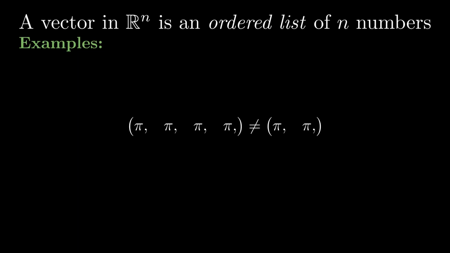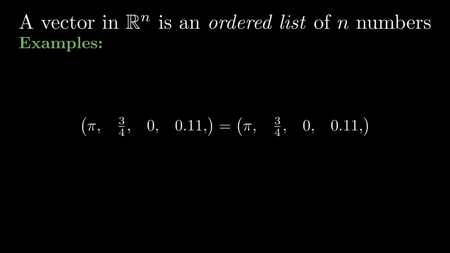Also, vectors with a different number of elements are different. For instance, the vector on the left belongs to R4 as it is a list of 4 numbers. The one on the right belongs to R2. Consequently, two vectors will be equal if, and only if, their respective lists are identical.